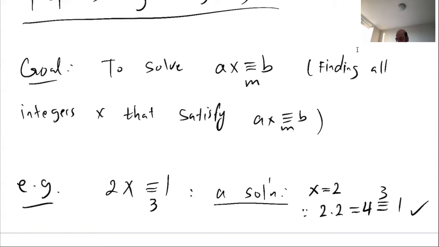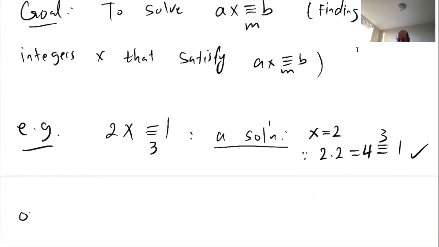But do we have more solutions? Well, in the linear equation ax equals b, we know that we have exactly one solution if a is not 0. But what about this case? Here we don't have an equality, we have a congruence: 2x congruent to 1 mod 3. Do you think we still have one solution, or maybe we have more? So what about, for example, x equals 5?